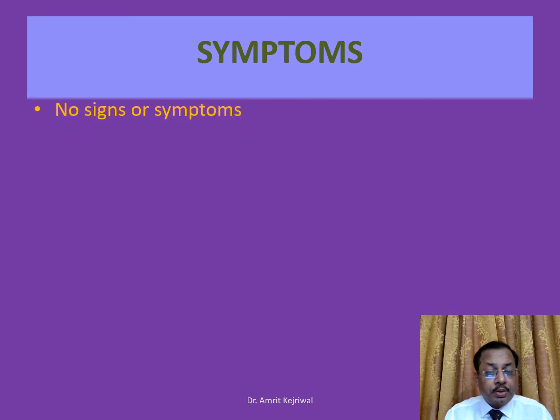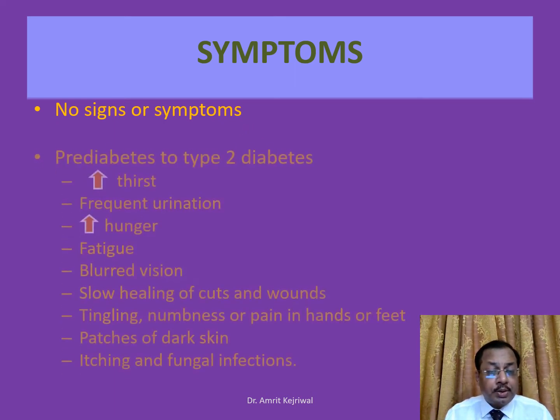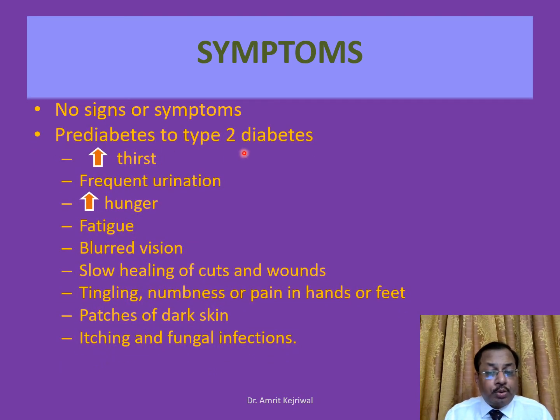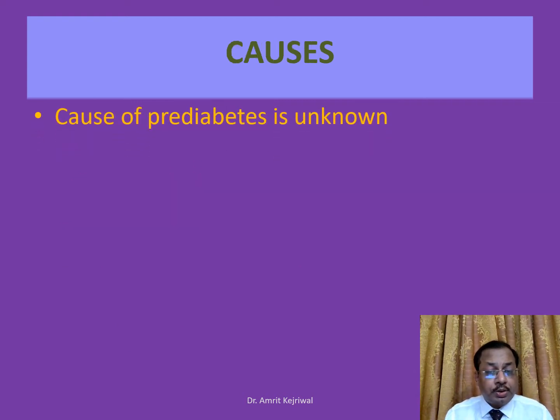The various symptoms. Now usually a patient of pre-diabetes does not have any signs or symptoms and is usually diagnosed on a routine investigation for some other illness. On progression from pre-diabetes to type 2 diabetes, patients have increased thirst, frequent urination, increased hunger, fatigue, blurred vision, slow healing of cuts and wounds, tingling, numbness or pain in hands or feet, patches of dark skin, itching and fungal infections. So we have to see if you're getting any of these symptoms, then remember you might have progressed from pre-diabetes to type 2 diabetes.